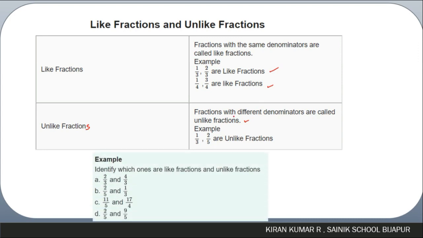I want you to identify which one of these are like fractions and unlike fractions. 2 upon 3 and 4 upon 3, they are like fractions. 2 by 5, 1 by 3, it's unlike. 11 upon 5 and 17 upon 4 is unlike. And 2 by 5, 9 by 5, they are like.